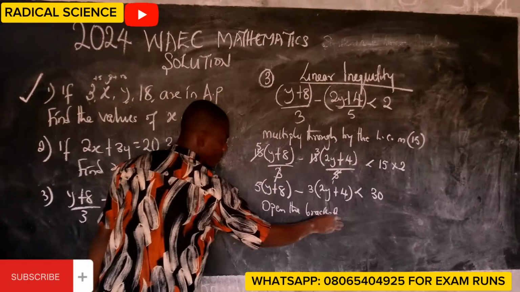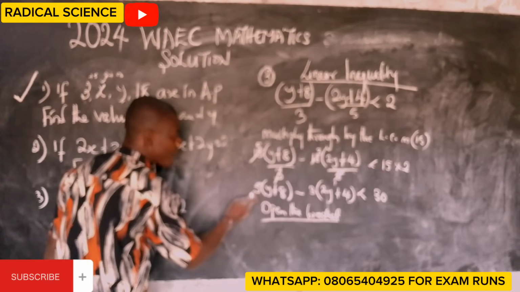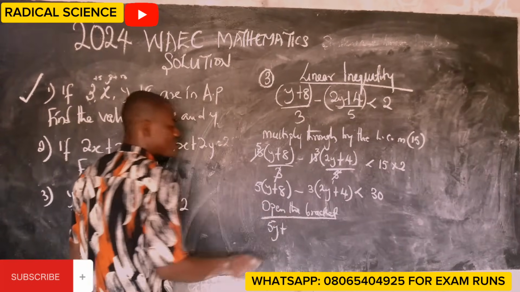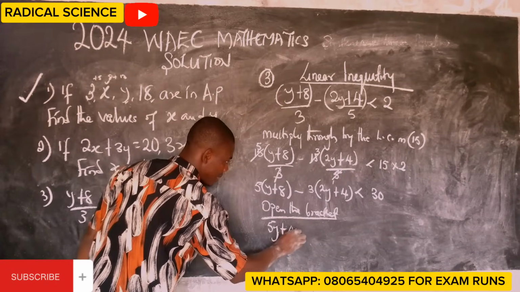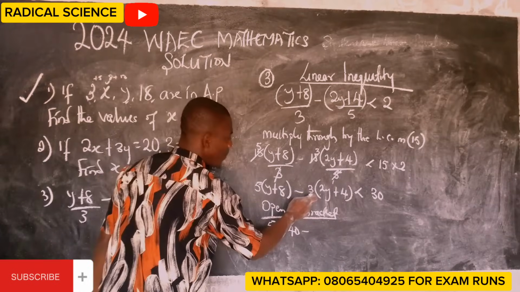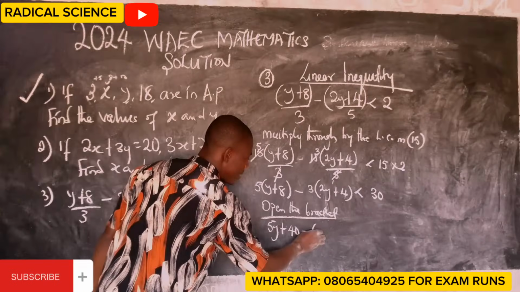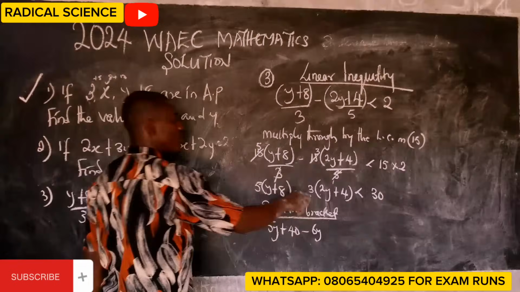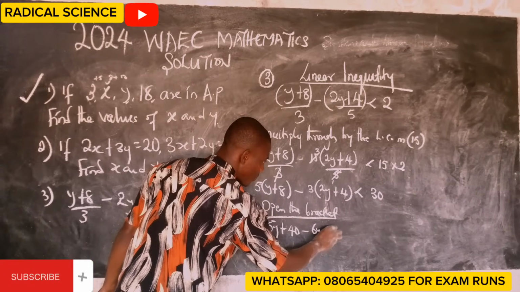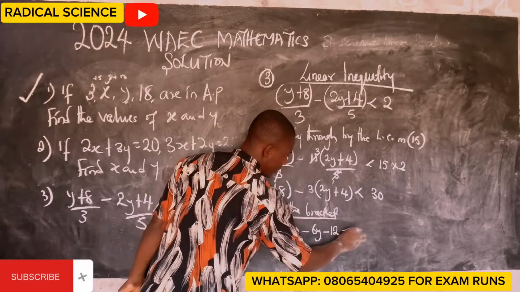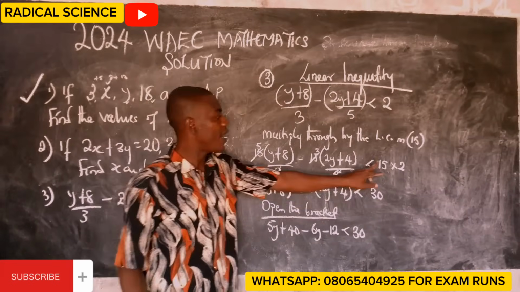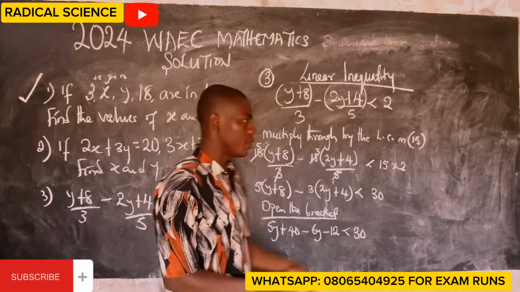In opening the bracket, I will see 5 times y is 5y, plus 5 times 8 is 40, minus 3 times 2y is 6y, minus 3 times positive 4 is minus 12, is less than 30. Hope you're following me. Hope you know how I got to this 30. I multiplied the LCM by the 2 given in the question.